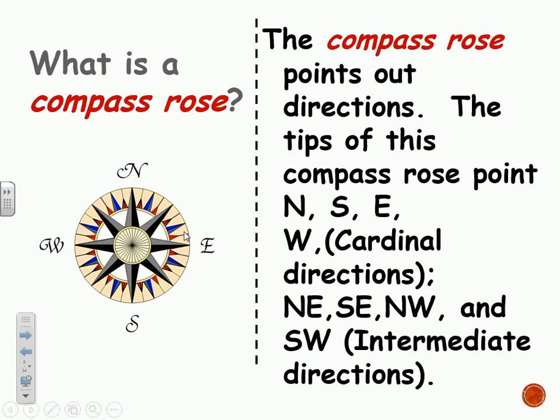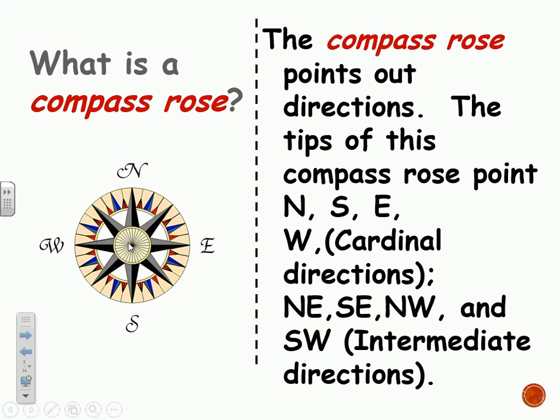And one way to remember it is if you go clockwise, you could say never eat soggy waffles. That way you can remember north is here, east, south, west. Now we do have directions in between those cardinal directions. Those are called intermediate directions. So if we have this intermediate direction here, it would be northeast because it's between north and east.